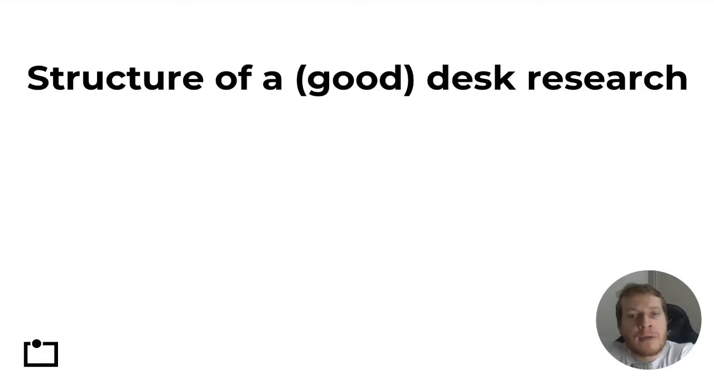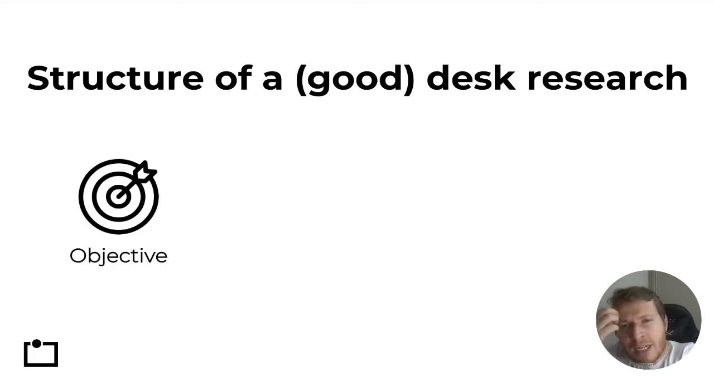I'll show here a structure for a good desk research. And the first thing that a good desk research has is the objective. So you should have a clear objective before starting your research process. It will allow you to define where you want to go, and you know also when you've reached your goal.